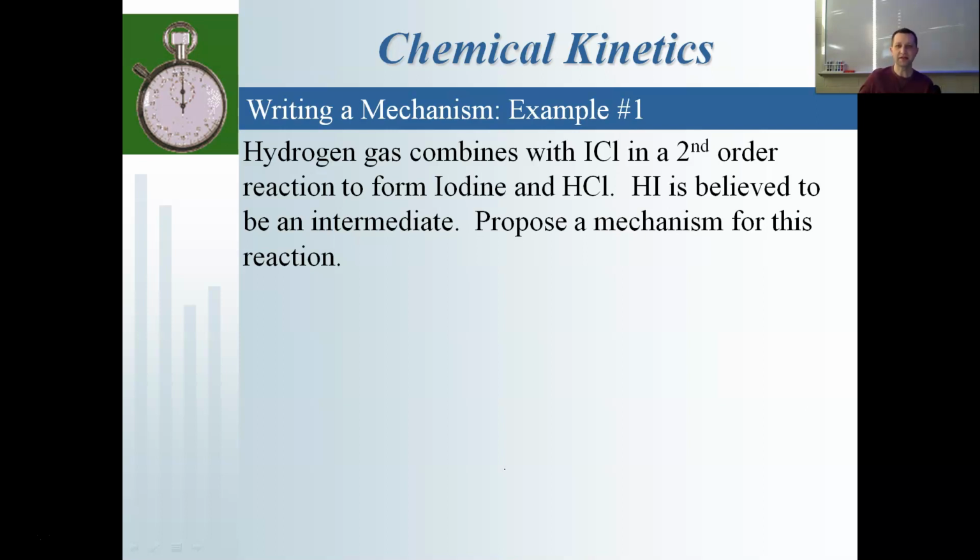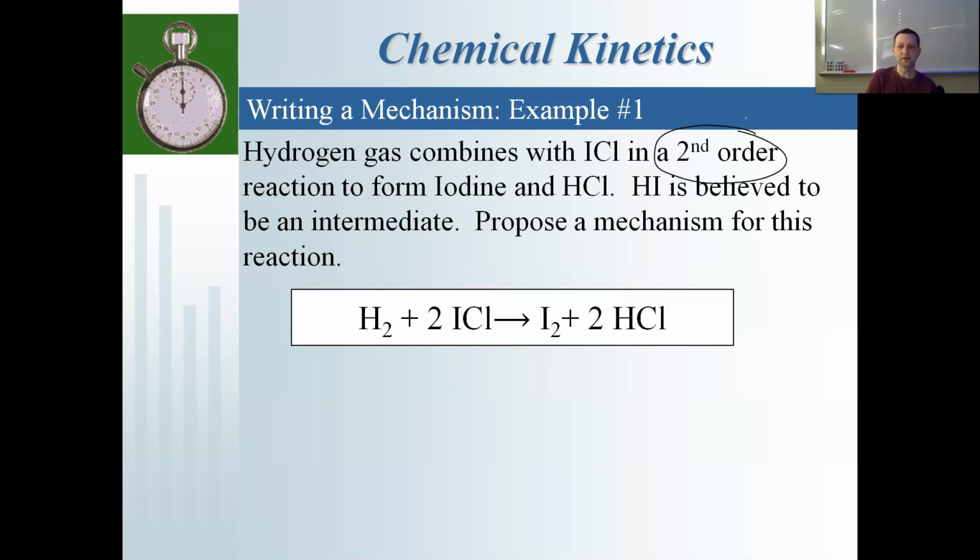It says hydrogen gas combines with ICl in a second order reaction, so that is important right there, to form iodine and HCl. HI is believed to be an intermediate. Propose a mechanism for this reaction. So here's our overall equation, which is what we need to start with. Make sure it's balanced. You have H2 plus 2 ICl yields I2 plus 2 HCl.